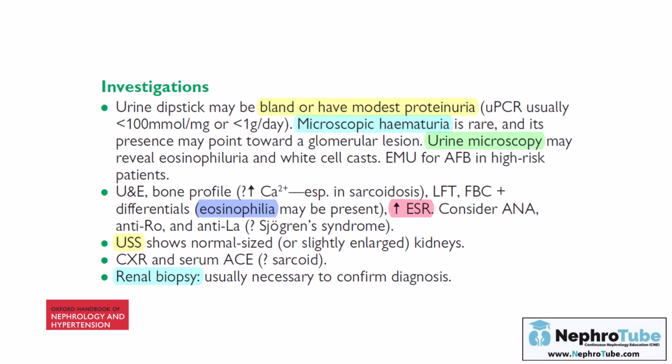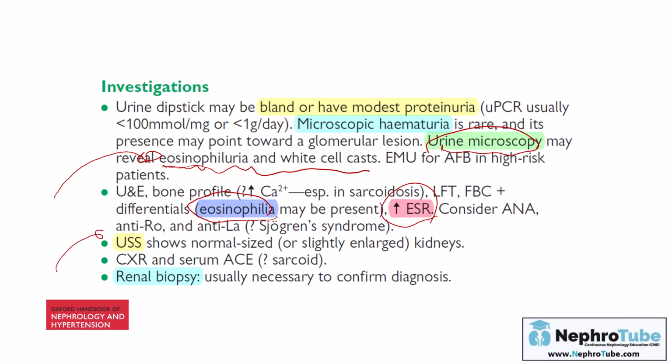You may find in the urine microscopy eosinophils and white cell casts, but again, it is not mandatory to find them. You can find a lot of cases of acute interstitial nephritis without eosinophiluria, and also you can find eosinophilia in the blood, but it is not mandatory to find it to diagnose acute interstitial nephritis. And for sure, the erythrocyte sedimentation rate will be high.